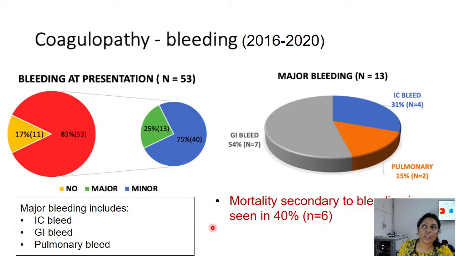Coming to the next important complication which we all encounter while managing an APL patient, coagulopathy, of which bleeding, this is the data from the recent cohort. Bleeding was present in 83% of our patients at presentation. Of the 83%, 25% had major bleeding, which included intracranial, gastrointestinal, and pulmonary bleed. Out of the 13 patients, 7 had a gastrointestinal bleed in the form of melena and hematemesis, 4 had intracranial bleed, and 2 had a pulmonary bleed. Mortality secondary to bleeding was seen in around 40% of our patients.